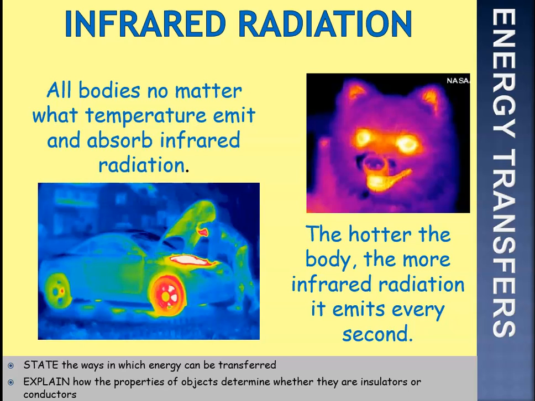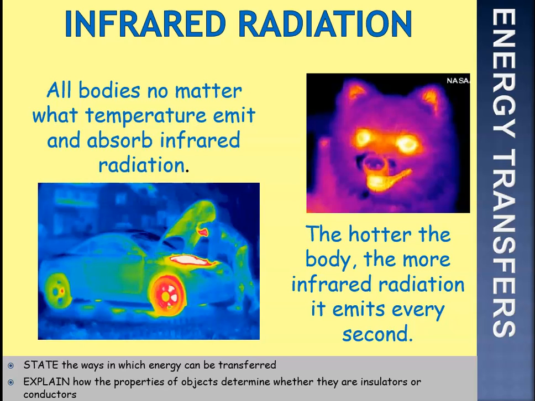Now, all bodies, no matter what temperature they are, emit and absorb infrared radiation. And the hotter the body is, the more infrared radiation it will emit every second. We can see there thermal imaging cameras, which will take pictures showing the infrared energy that's being released by an object. You'll see from the car there, the body of the car is quite cool, but the engine and the tyres are warm. It's been running for a while, so we can see it's hotter.